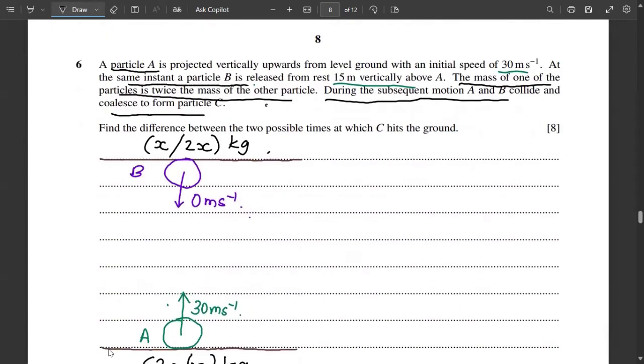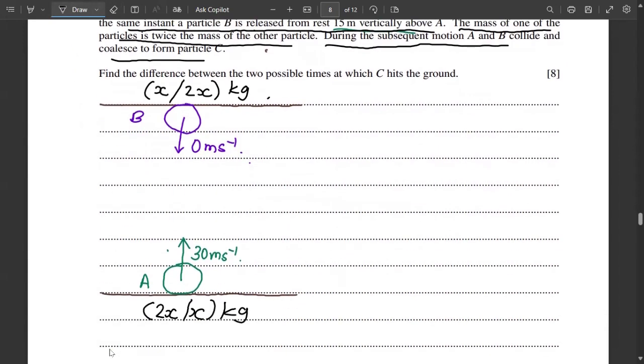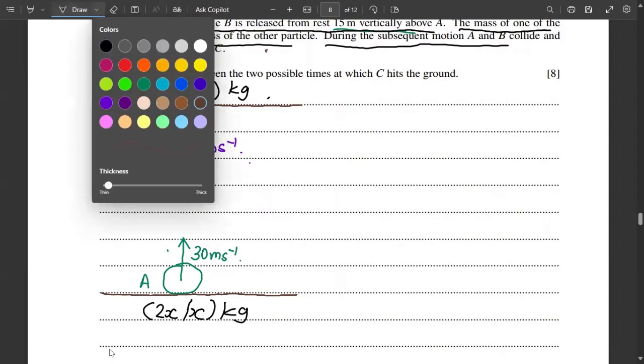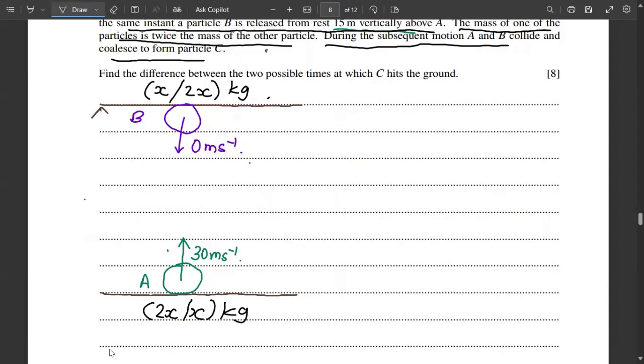At the same instant, particle B is released from 15 meter vertically above A. So what happens here is, we have two particles A and B. One person will throw A upwards at 30 meter per second. At the same instant, some other person, or the same person, whichever it may be, from 15 meter above, will drop the ball.